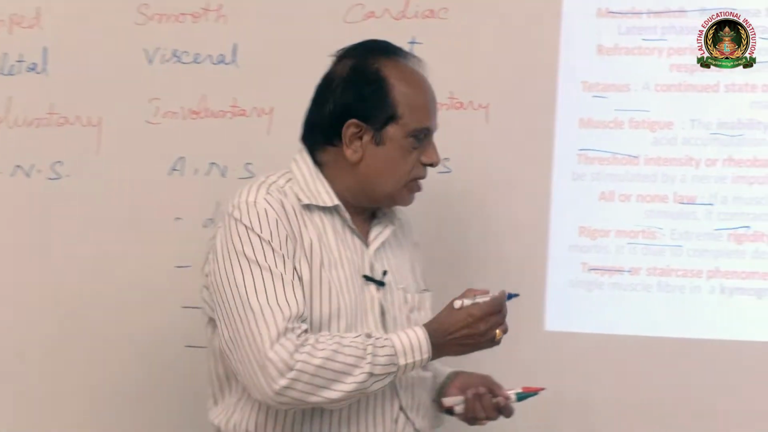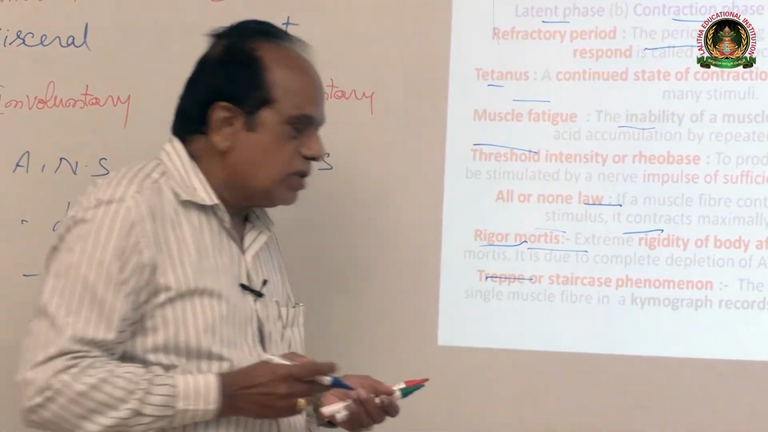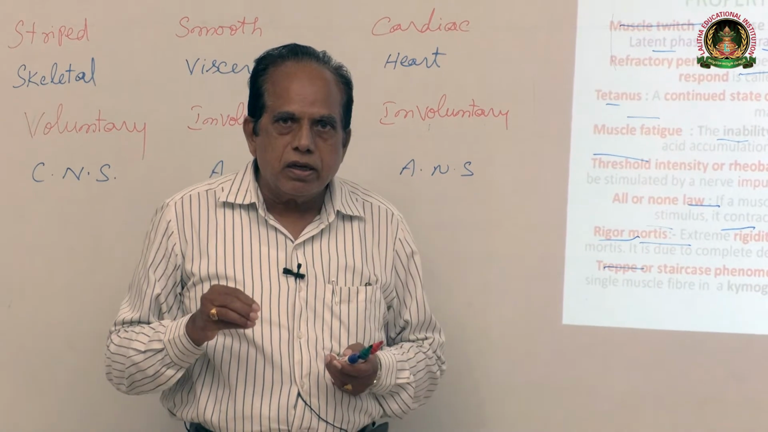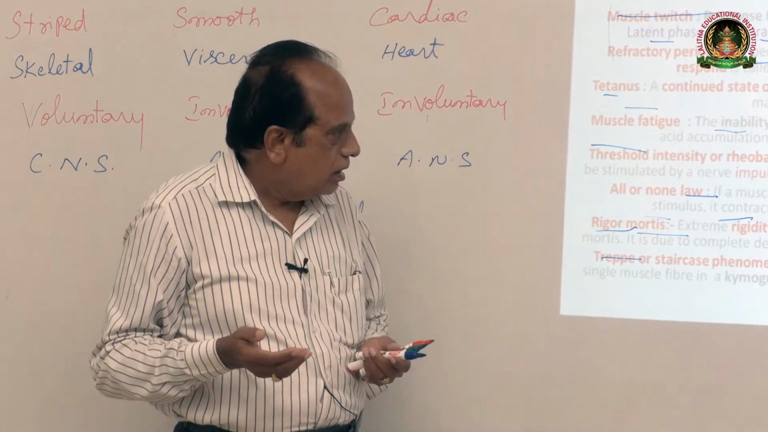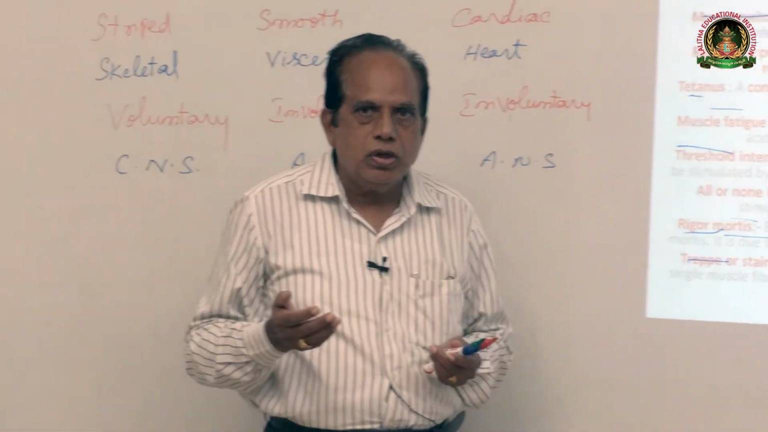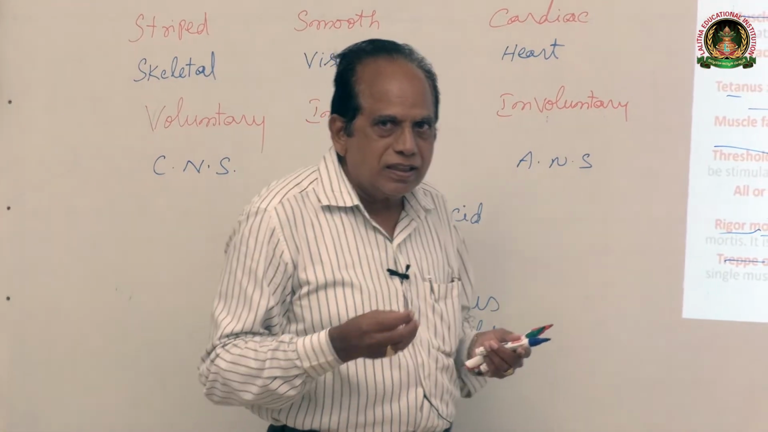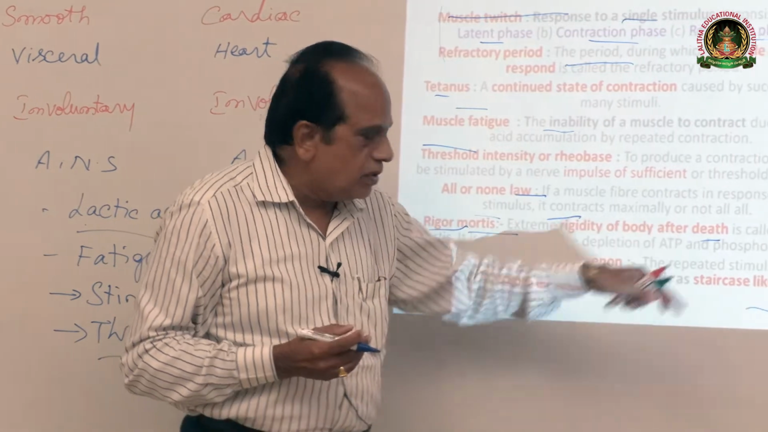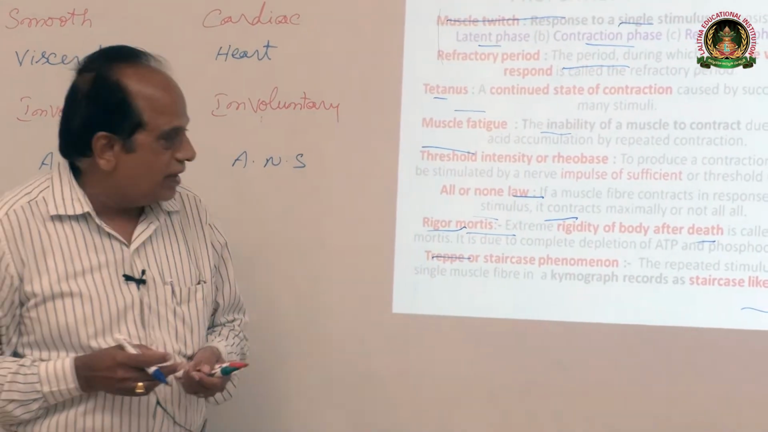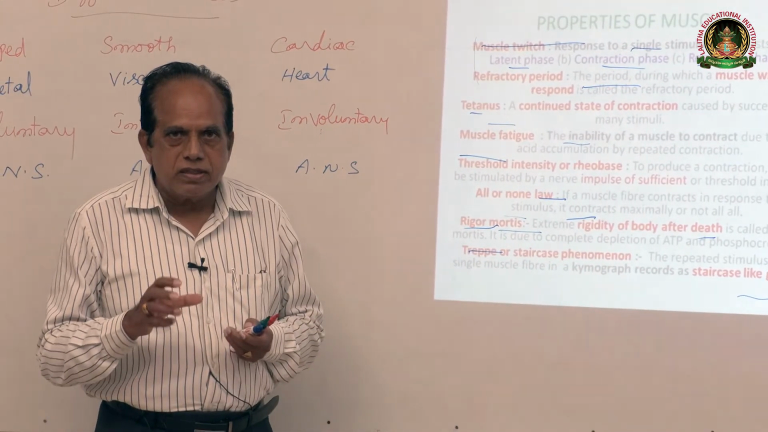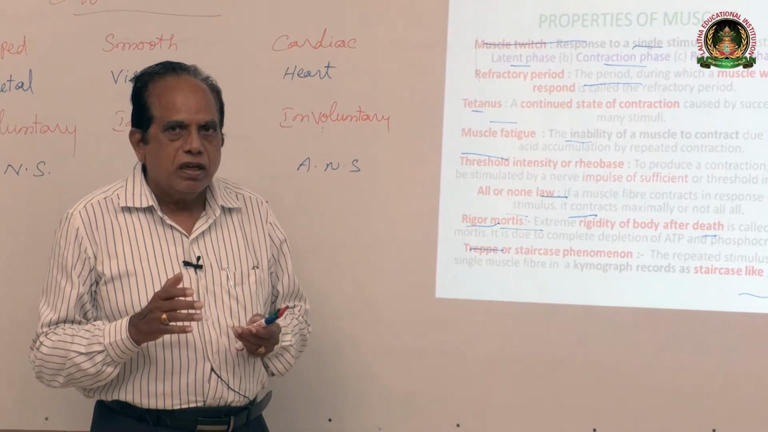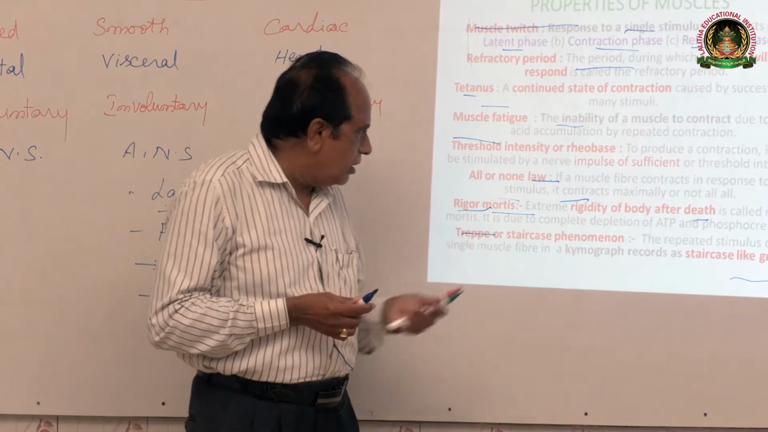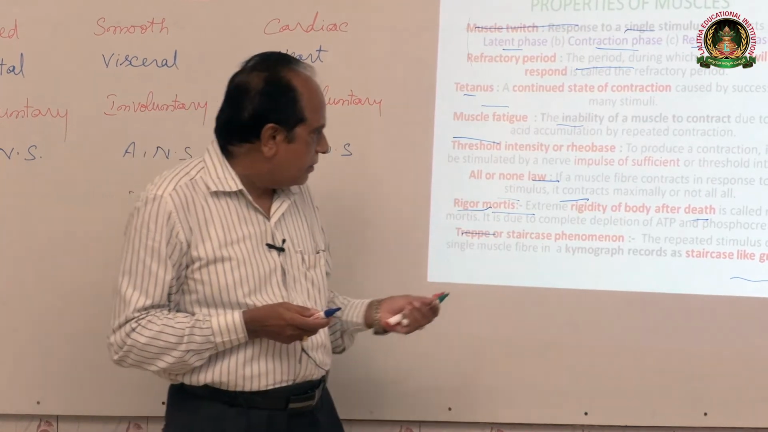Then rigor mortis, another term associated with muscle contraction. Whenever an individual dies, the muscles reach a state of irreversible contraction. So, extreme rigidity of the muscle after death is called rigor mortis. Once the contraction occurs and the muscles cannot relax, this phenomenon is referred to as rigor mortis.